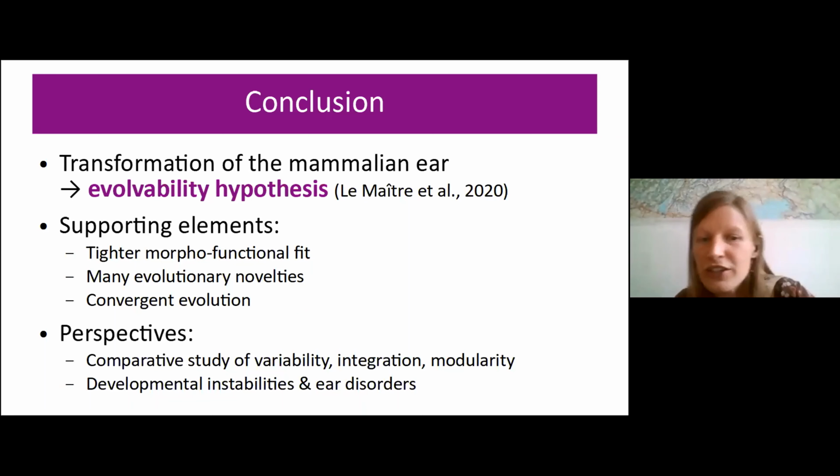And this is what we are doing with my colleagues as part of our projects in Vienna. There is also another perspective of this hypothesis: this increased complexity of the mammal ear could lead to developmental instabilities that would explain, in fact, why the ear is so unstable in mammals, especially in the human species. And maybe if we understood better how it is integrated and how this evolvability has an impact on developmental instability, it would help us to tackle some ear disorders that are related to morphological defects of the ear.